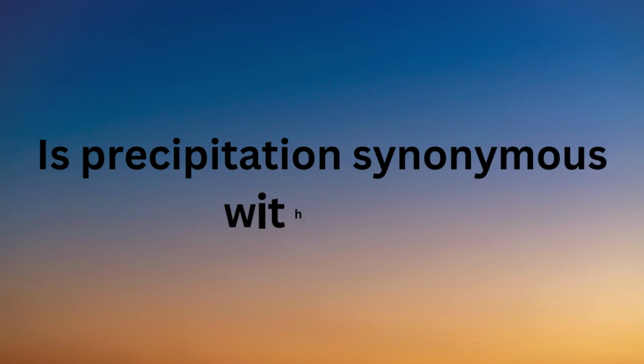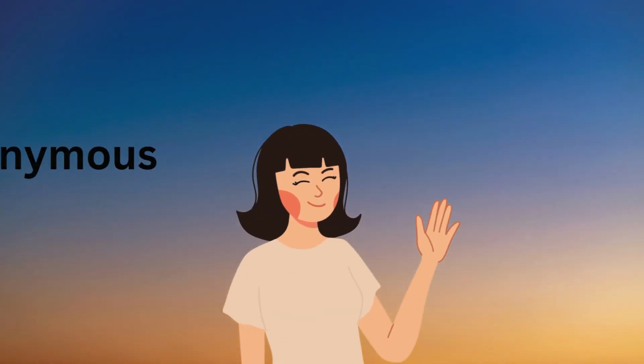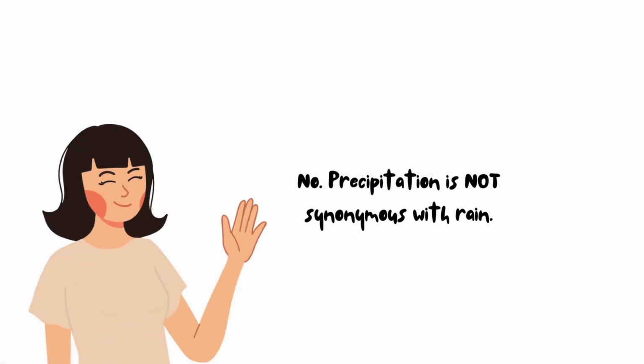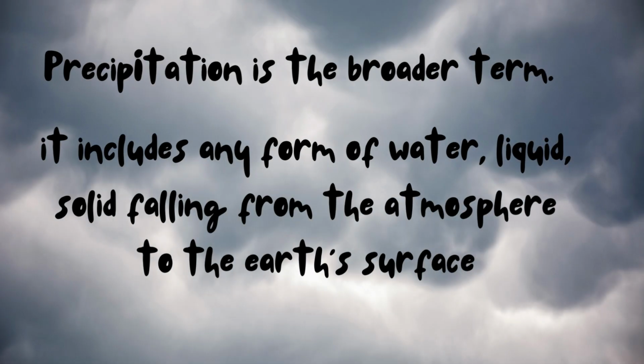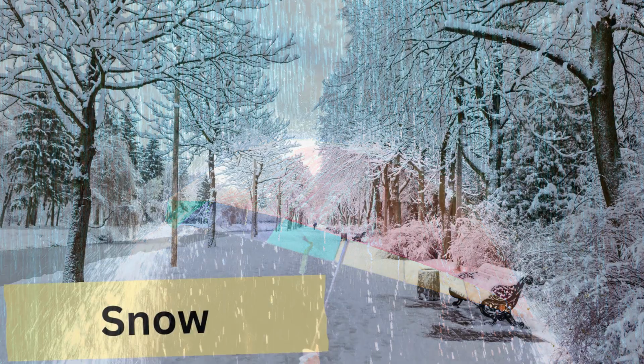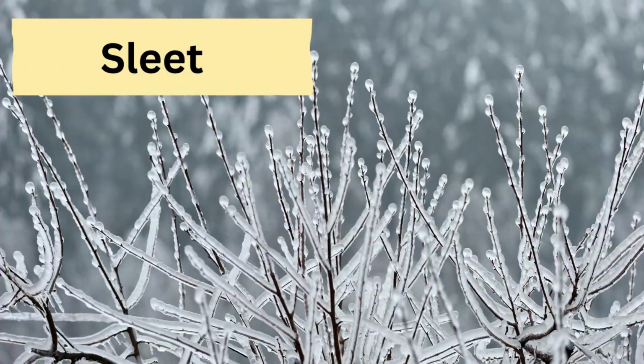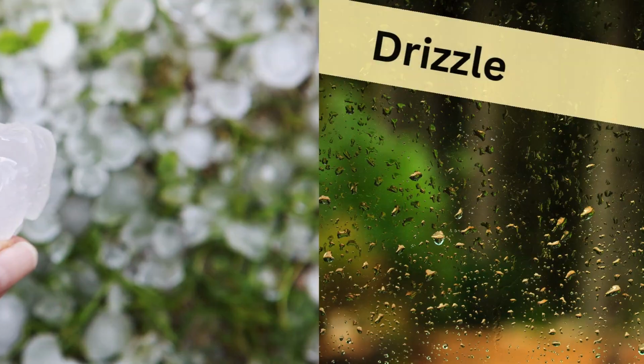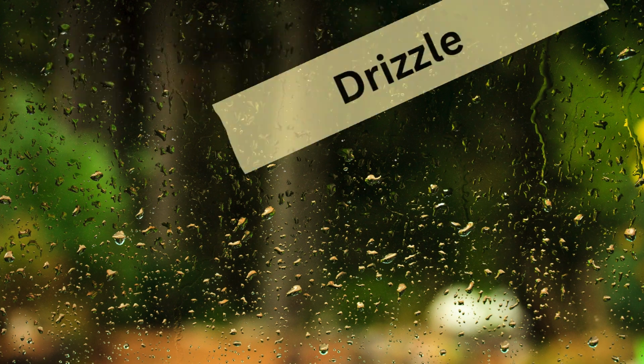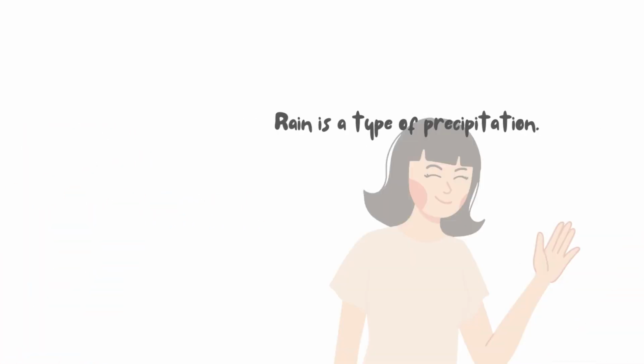Is precipitation synonymous with rain? No. Precipitation is not synonymous with rain. Precipitation is a broader term that includes any form of water, liquid or solid, falling from the atmosphere to the Earth's surface. This includes rain, snow, sleet, hail, and drizzle. So while rain is a type of precipitation, not all precipitation is in the form of rain. It can vary depending on factors like temperature and atmospheric conditions.